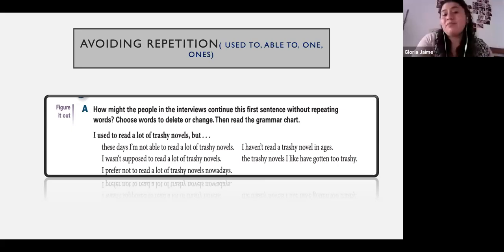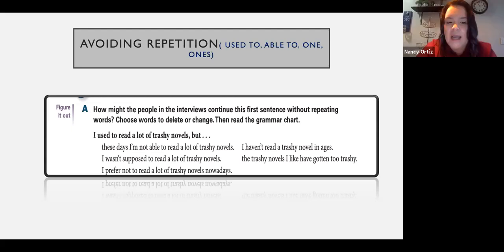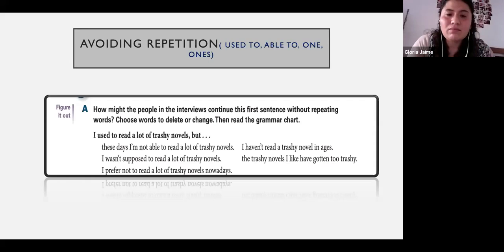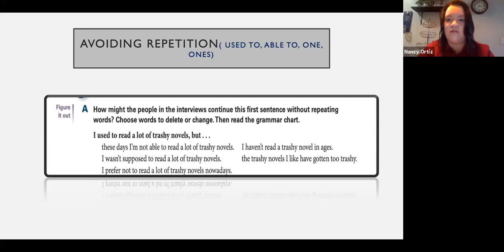Could it be, I used to read a lot of trashy novels, but I haven't read one in ages. Very good. One is replacing trashy novels. She's not repeating. Excellent. So this is what we have to do: try not to sound too repetitive, all right?